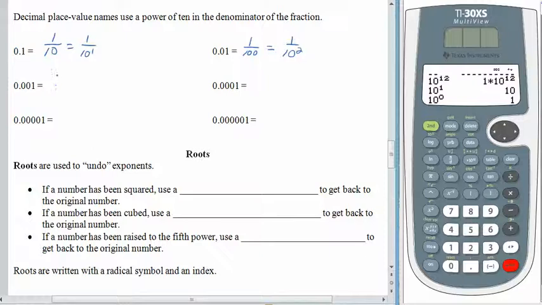0.001, that is 1/1000th. Exactly the same as 1 over 10 to the third power. You should be able to finish up the rest of these just as quickly as I can. Pause the recording, give it a shot, and then come back.